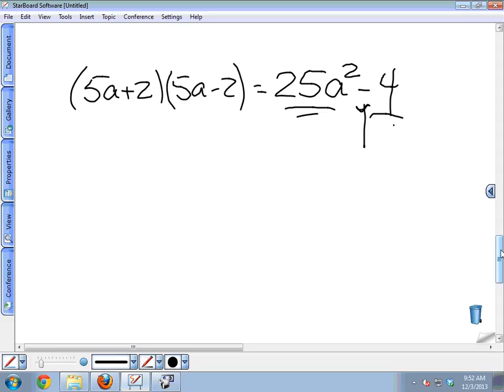Let me go down and do some other ones out of the other set. I want to go to the second side of the page, so flip over.